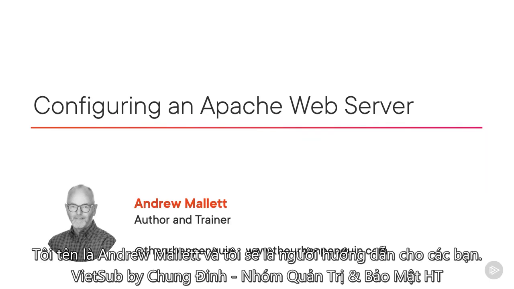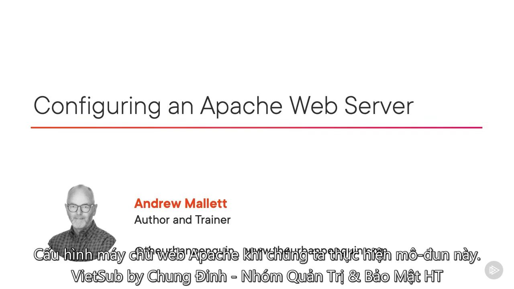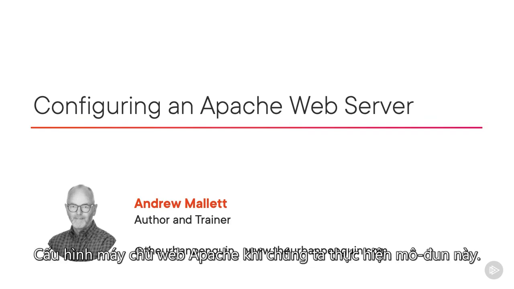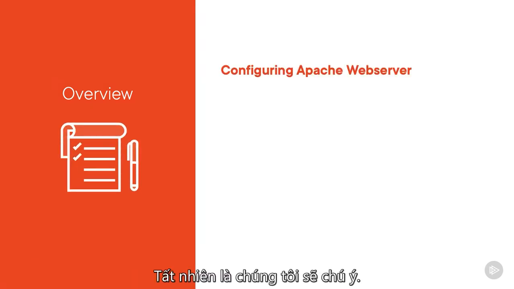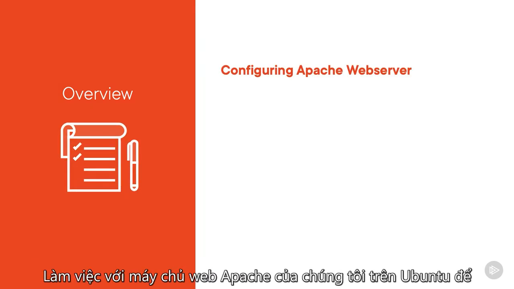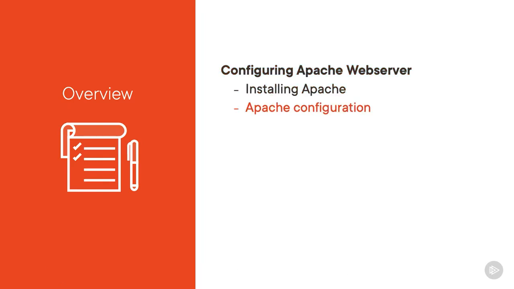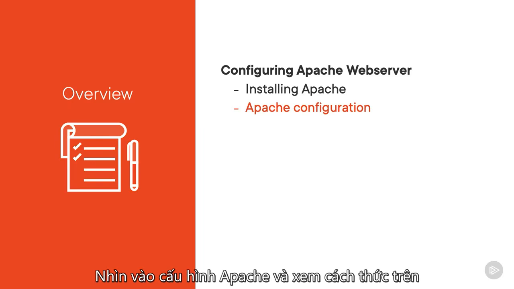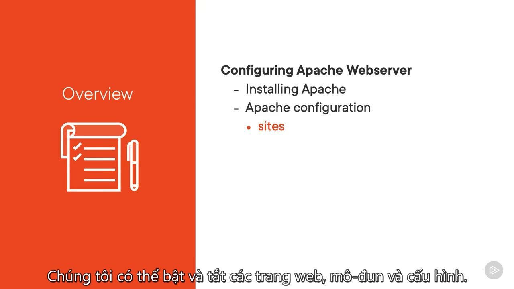My name is Andrew Mallet and I'm going to be your instructor as I help guide you through the module Configuring an Apache Web Server. As we work our way through this module, of course, we're going to be looking at working with our Apache Web Server on our Ubuntu 2 system. We'll be installing Apache, looking at the Apache configuration, and see how on Debian-based systems such as Ubuntu, we can enable and disable sites, modules, and configurations.